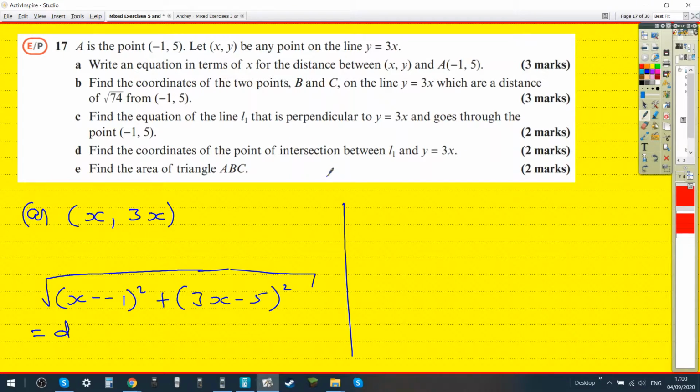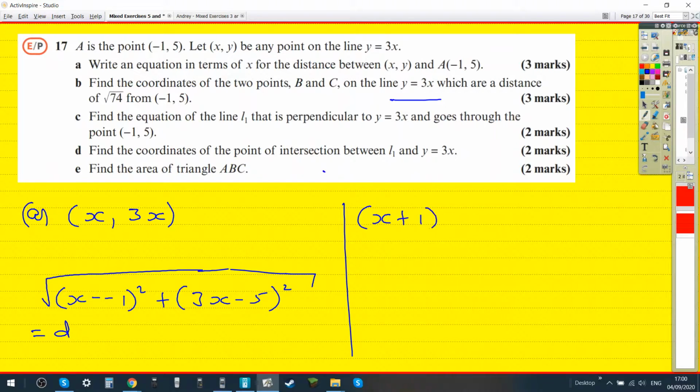So does that mean that our equation is equal to root 74? I think so. Maybe I'm wrong. Go on. Make it equal to root 74. Find the coordinates of the 2 points B and C. They're on this line, and they're a distance of root 74 from there. Yeah. I think it's just our equation is equal to root 74. The distance is root 74. And then I can just do x plus 1 squared plus 3x minus 5 squared equals 74. Yep.